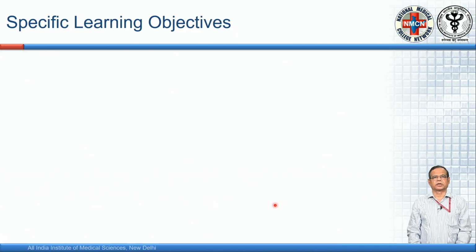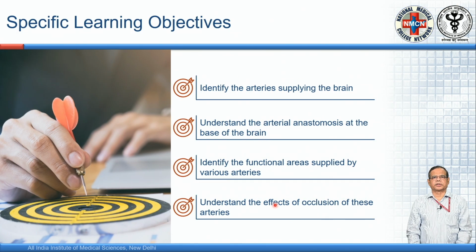The specific learning objectives are: identify the arteries supplying the brain, understand the arterial anastomosis at the base of the brain, identify the functional areas supplied by various arteries, and understand the effects of occlusion of these arteries.